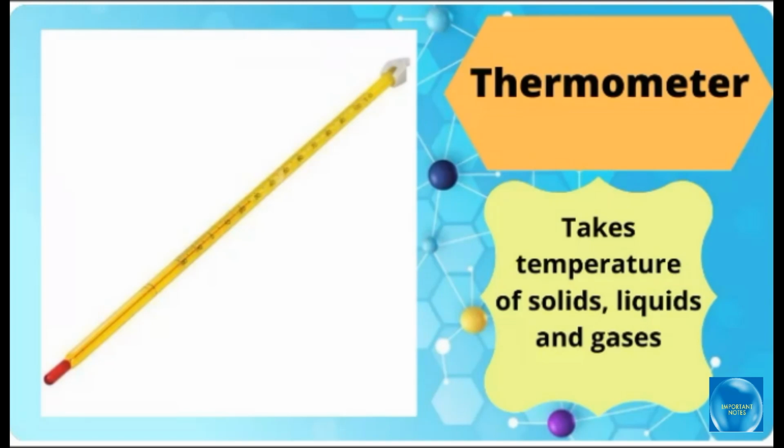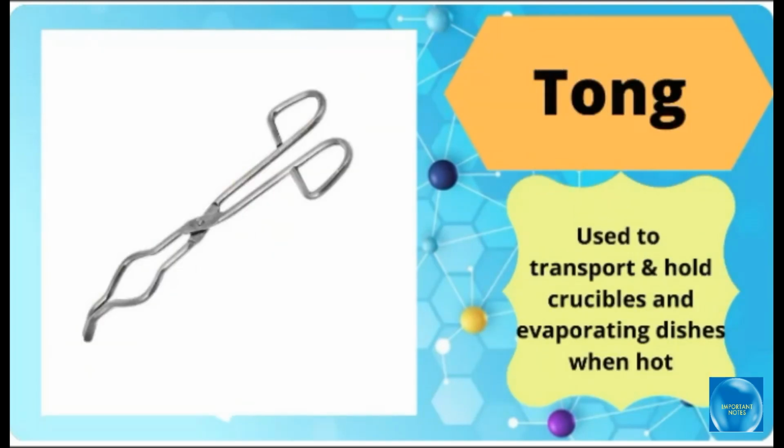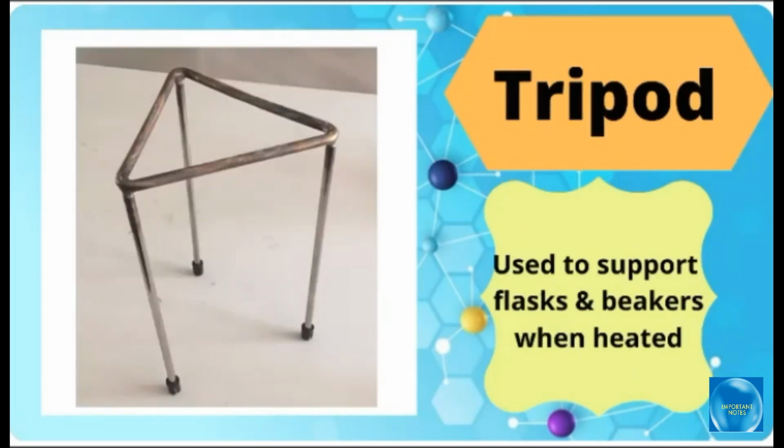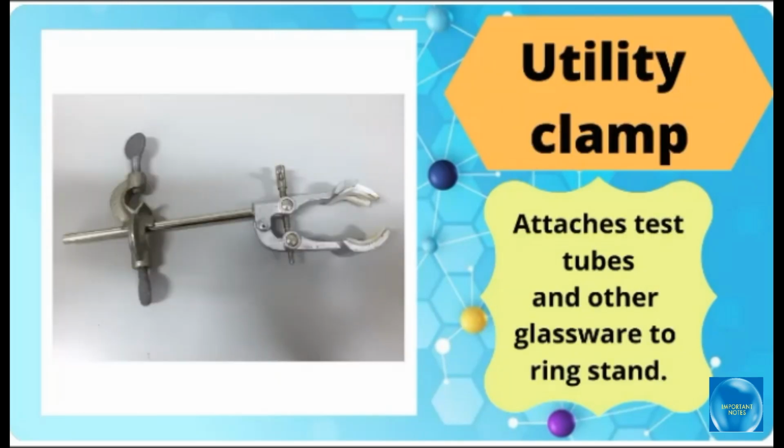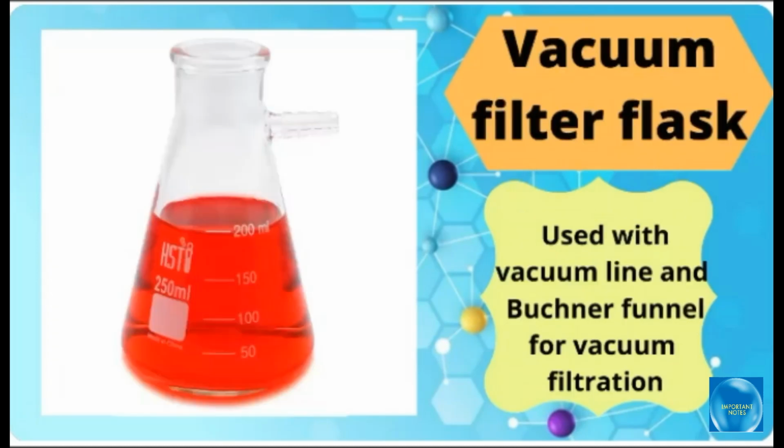Thermometer, takes temperature of solids, liquids, and gases. Tongs, used to transport and hold crucibles and evaporating dishes when hot. Tripod, used to support flasks and beakers when heated. Utility clamp, attaches test tubes and other glassware to ring stand.